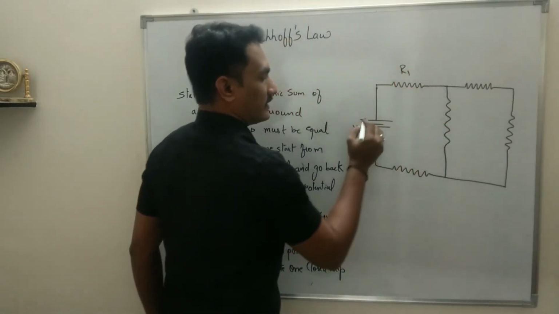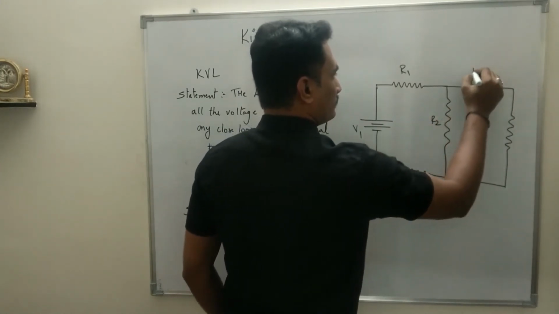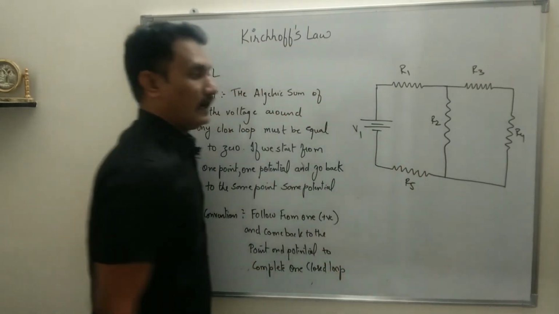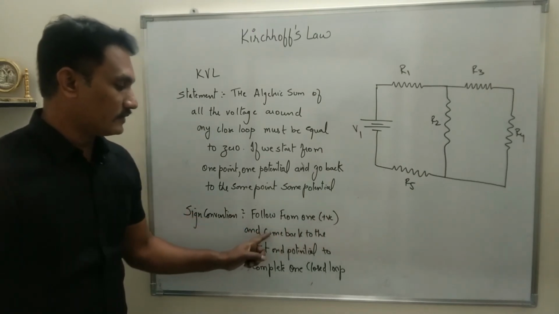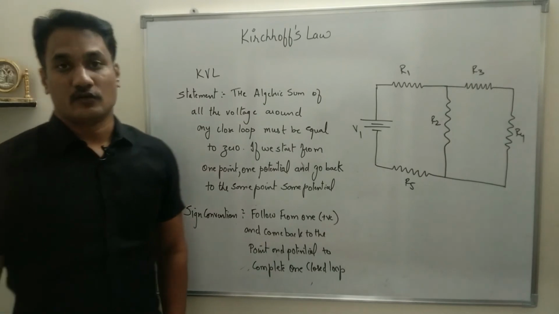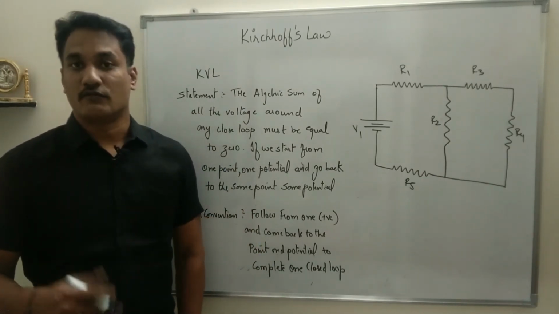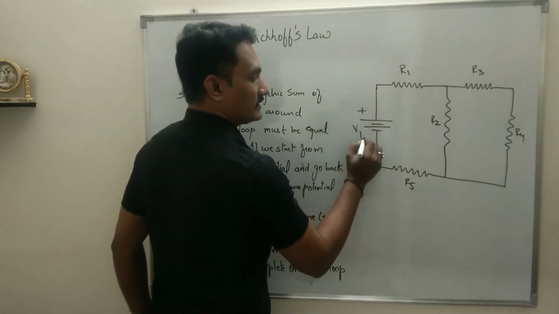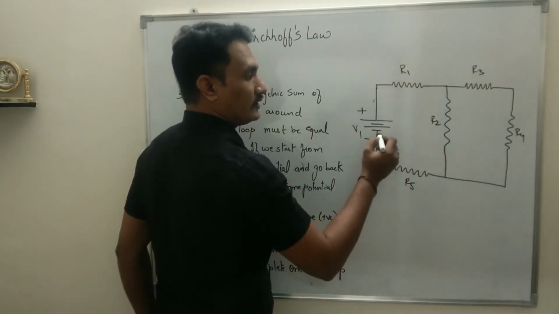Say this is the circuit diagram, this is V1, this is R1, this is R2, this is R3, this is R4, and this is R5. Of course you have to follow from one positive point and come back to the same point and same potential to complete one closed loop. It is very important that you apply the sign convention properly so that you can understand how exactly we are moving. This is the positive terminal, this is the negative terminal. How will the current flow? Current will always flow from positive to negative.